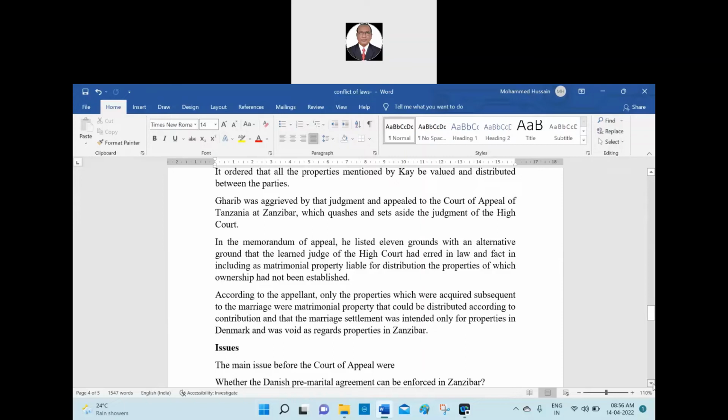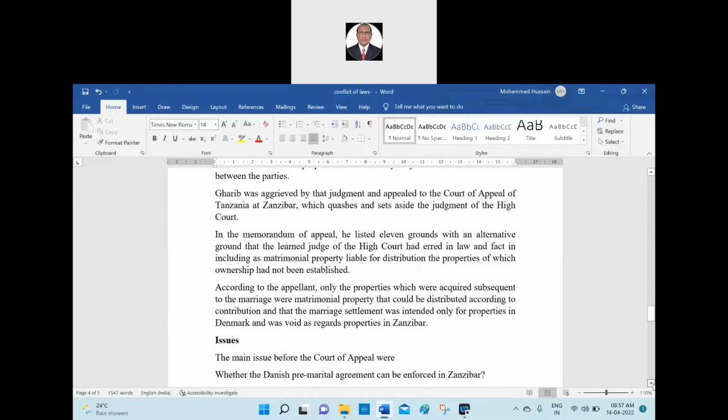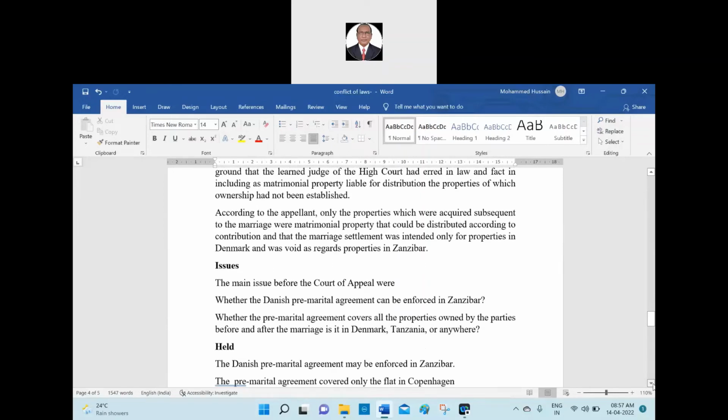In the memorandum of appeal, he listed 11 grounds with an alternative ground that the learned judge of the High Court had erred in law and fact in including as matrimonial property, liable for distribution, properties of which ownership had been established. So that was the contention of Gharib Abdullah.